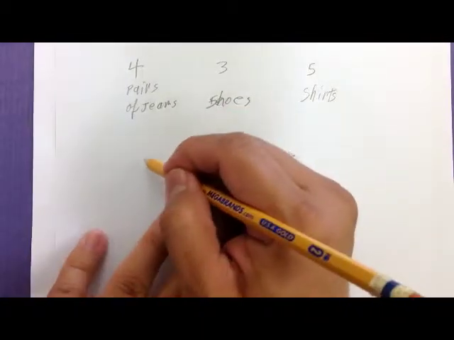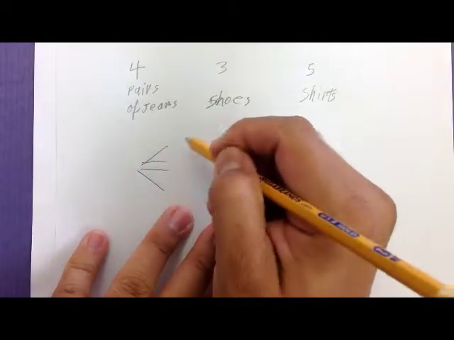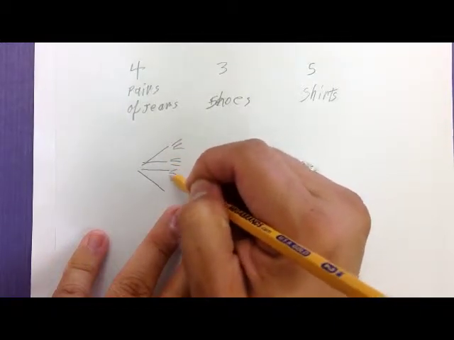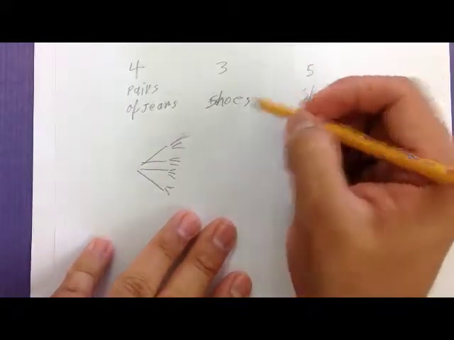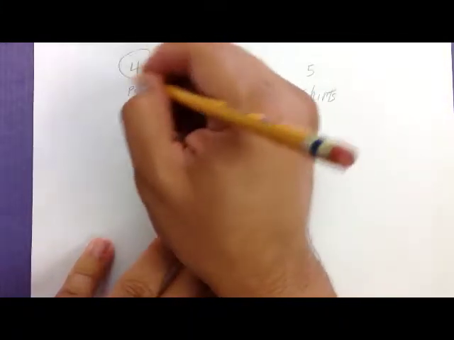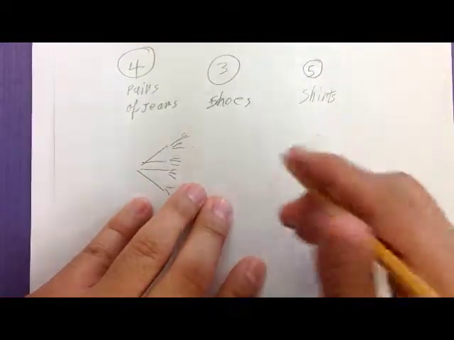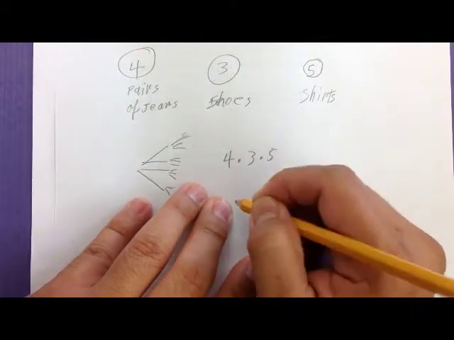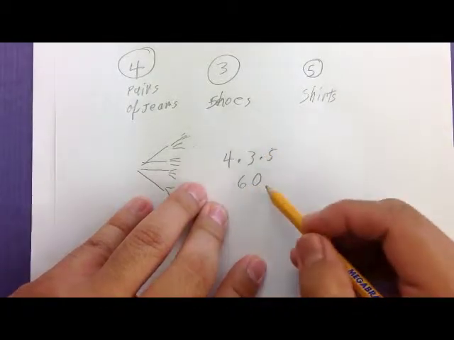Now you could use the tree method, but that takes a while, because that takes populating each one of these branches out. But there's an easier way of doing this. What you do is take the number of items and multiply them together. So 4 times 3 times 5, that would be 12, 60. 60 different combinations. And so that's where that comes in.